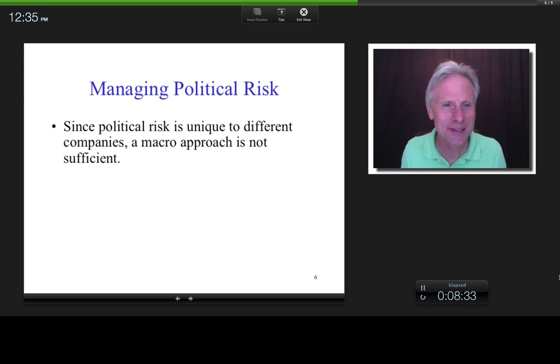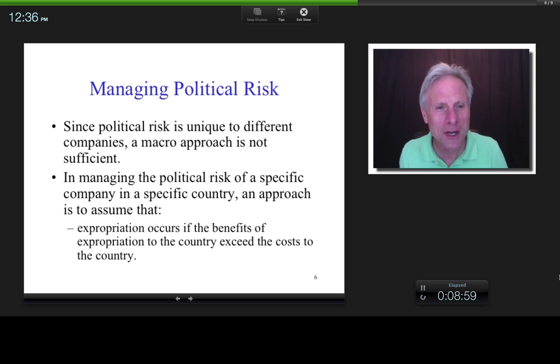And basically, since political risk is different to different companies, when we think about it at the micro level, it's not just good enough, for example, for Coke to say, all right, this is how risky, say, Zimbabwe is. Coke needs to go through the thought process of, well, this is how risky it is for Coke to go into Zimbabwe.